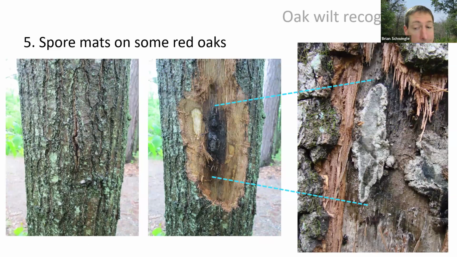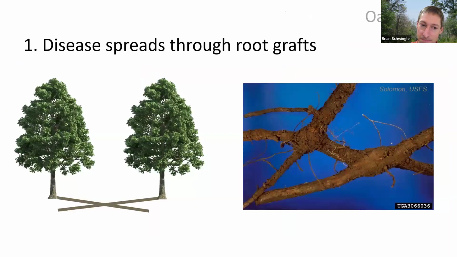Another symptom, or sign, that you see on about half of red oaks that die of oak wilt is this spore mat that forms under the bark. It grows this fungal cushion that actually kind of smells like bananas in the middle of that mat, and it'll pop the bark open sometimes. So if you see that, you've got oak wilt.